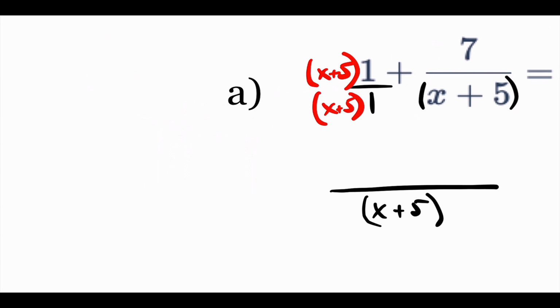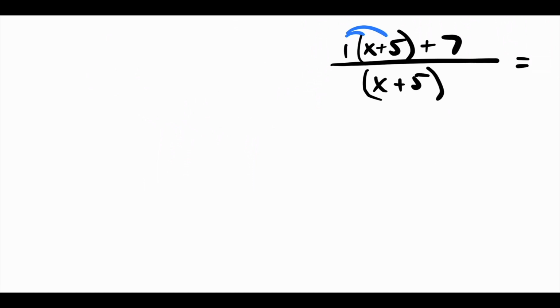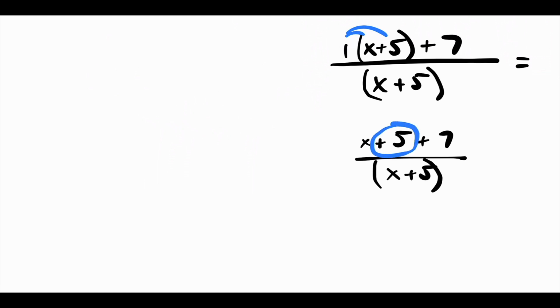On top, I have a 1 parentheses X plus 5 plus 7. Distribute the top. It's not going to change anything on this problem. It will in the future, but not on this problem. X plus 5 plus 7. Common denominator is right there. Then I have some like terms.